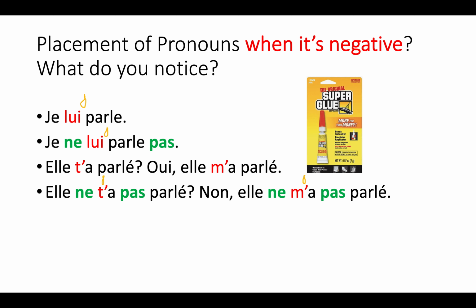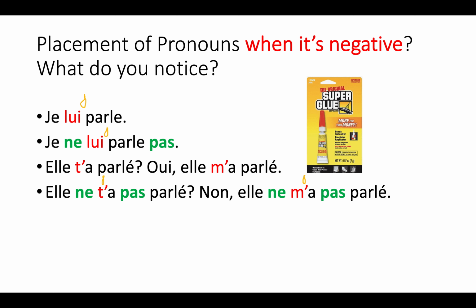Okay, so where do we put the pronouns when it's negative? So here's my question for you. What do you notice? I don't know if you notice, but there is super glue gluing the object pronoun to the verb. Nothing can get in between the object pronoun and the verb. So whenever you're putting a ne pas in there, it goes where it normally goes, but there's no way it can go between the pronoun and the verb.